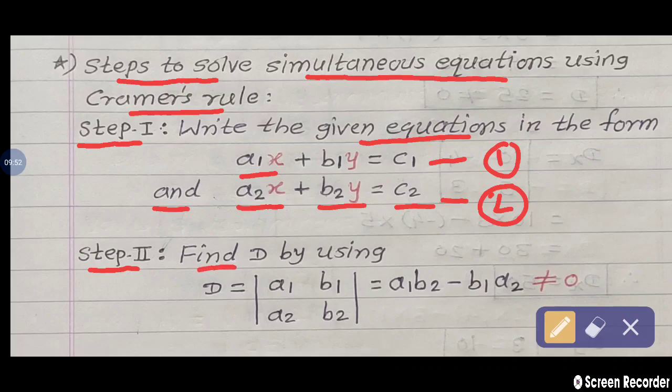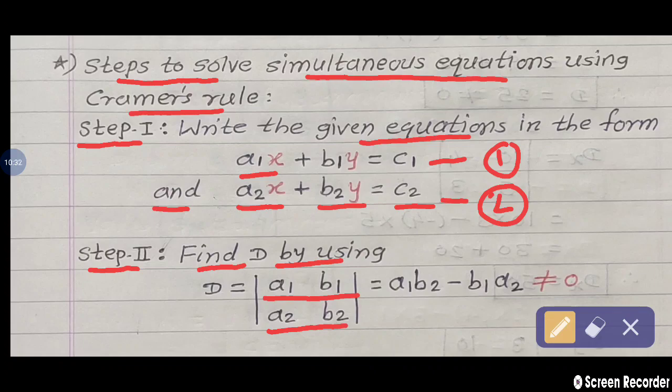In the second step, find D, meaning determinant, by using the determinant. So how to find the value of D? The coefficients of x and y we write here. In the first equation, the coefficients of x and y are a1, b1, which we write in the first row. And in the second equation, the coefficients of x and y are a2, b2, which we write in the second row. All of you know that now. How to find the value of this determinant?